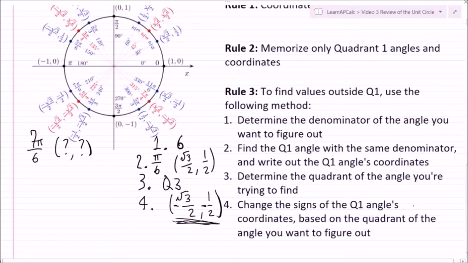This seems a little bit convoluted and long, but once you get the hang of it, you can do this pretty quickly, and it's much easier than having to memorize all of the angles here.